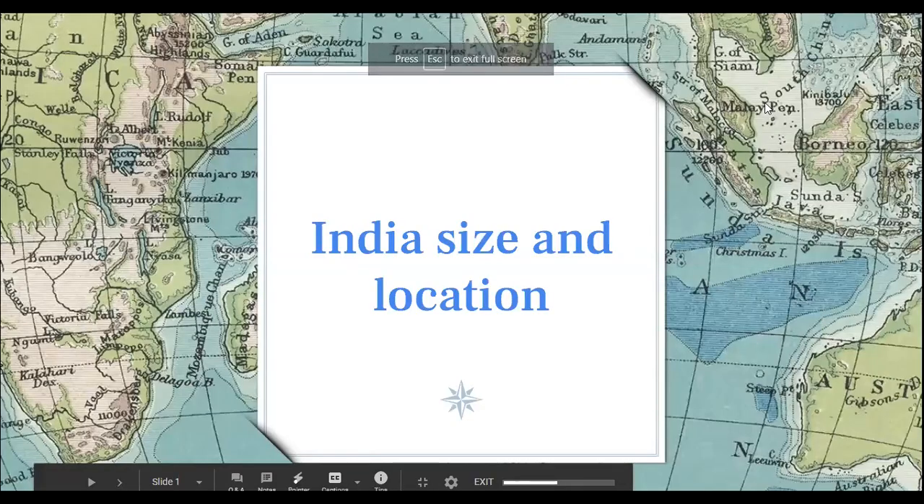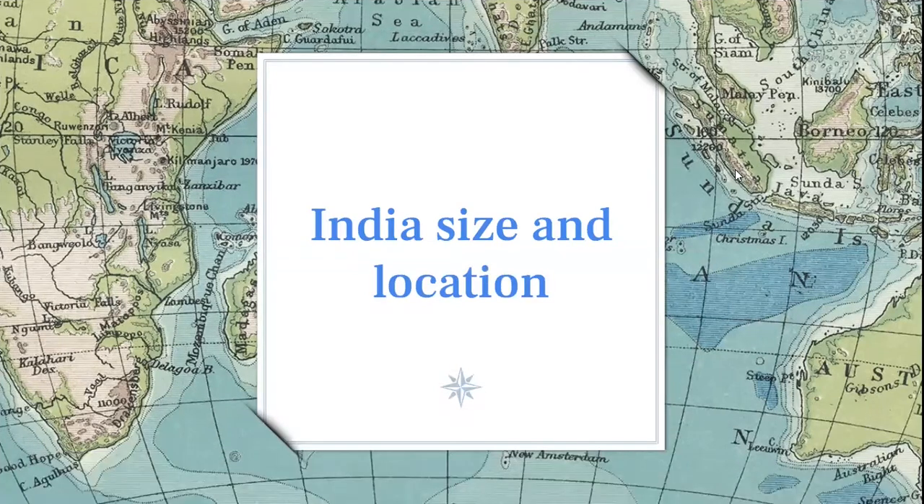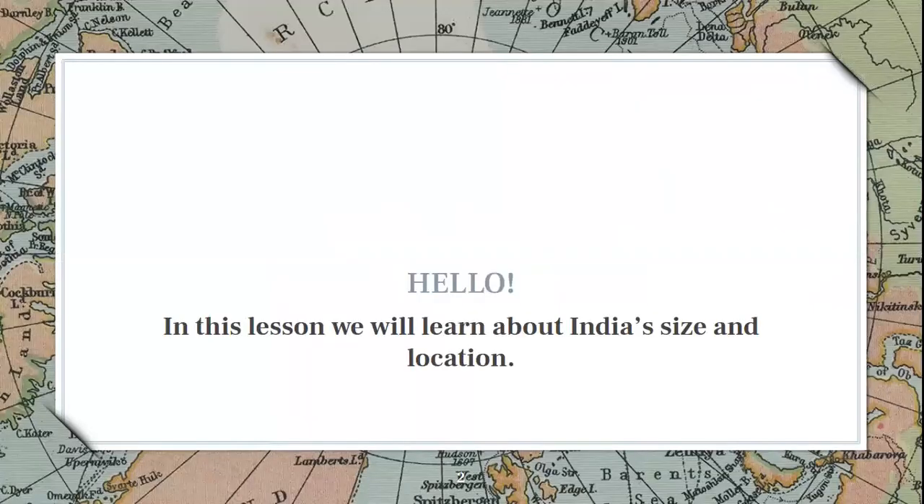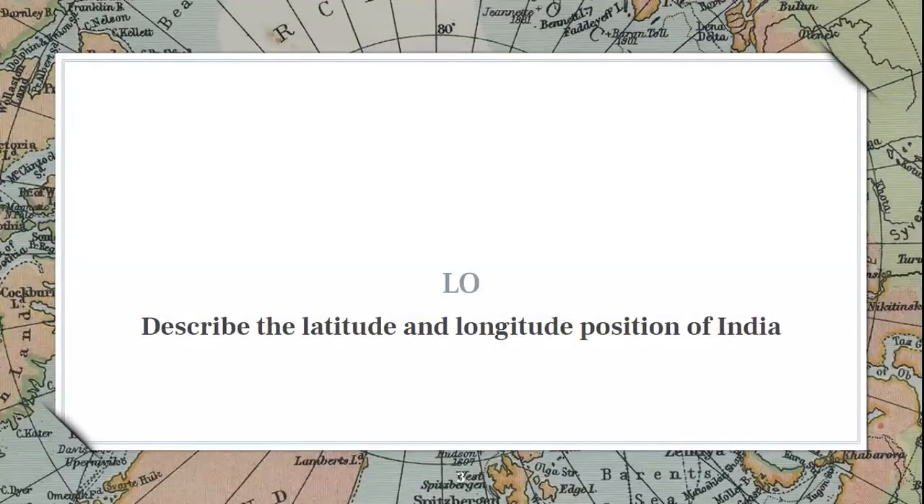Hi everyone. Now let's start the first lesson in Geography Grade 9, India: Size and Location. In this chapter, we would like to learn about India's location, size and neighboring countries, and the importance of the Indian Ocean and foreign connections. First of all, let's find out where India is located.